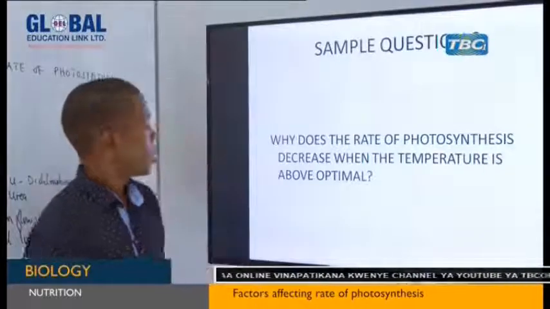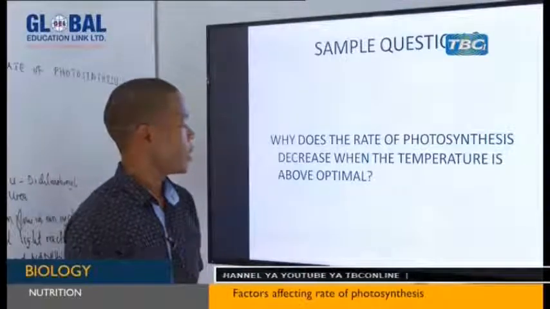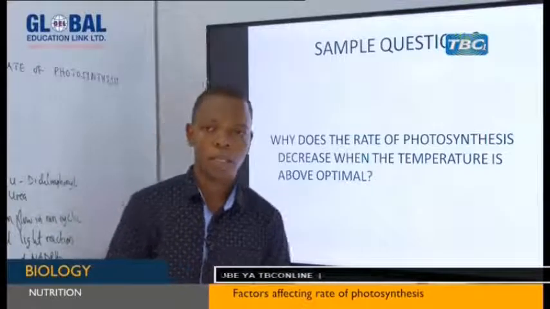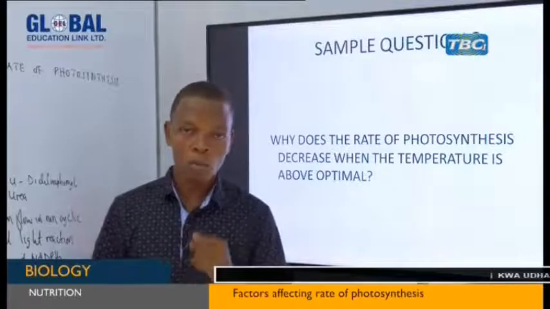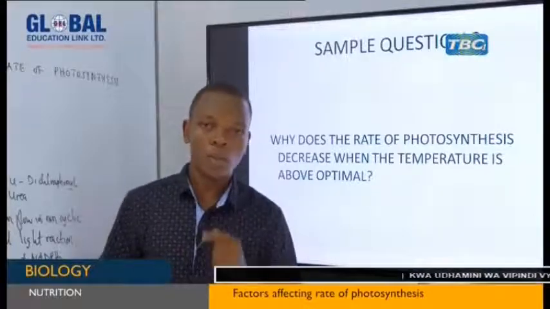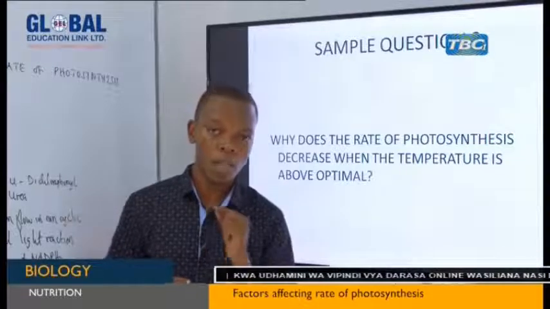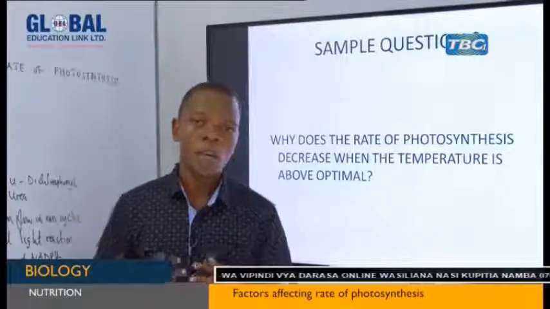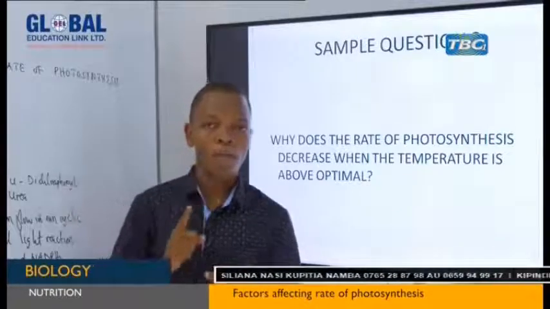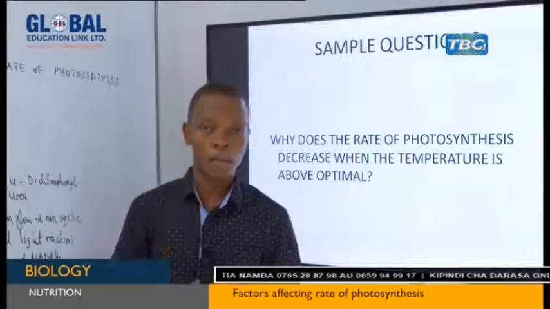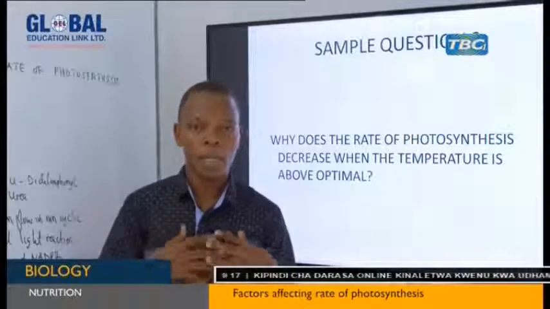Another sample question: why does the rate of photosynthesis decrease when the temperature is above optimal? Student, you remember we have said photosynthesis is an enzyme-controlled reaction. Since photosynthesis is an enzyme-controlled reaction, these enzymes require optimal conditions. And one of the factors which affect the enzymes is the temperature. Therefore, for enzymes to work best, the optimal temperature must be attained.